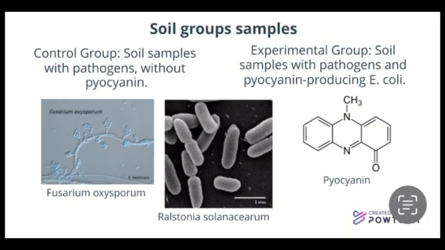We will use two groups of soil samples. The control group will contain soil with pathogens but no biocyanin, while the experimental group will contain both pathogens and biocyanin-producing E. coli. For the preparation, we need a culture of genetically modified E. coli to ensure biocyanin production.